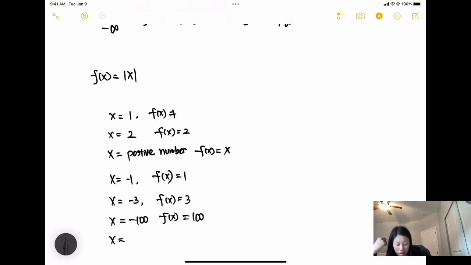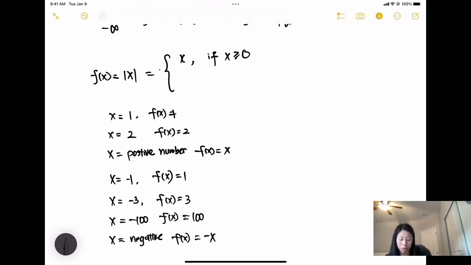So that means if x equals a negative number, f(x) is equal to what? Negative x, right? You take the negative of negative 1, you get 1. You take the negative of negative 3, you get positive 3. You take the negative of negative 100, you have positive 100. So when we define the absolute value function as a piecewise function, we have f(x) equals x if x is positive or equal to 0, or equals negative x if x is less than or equal to 0.